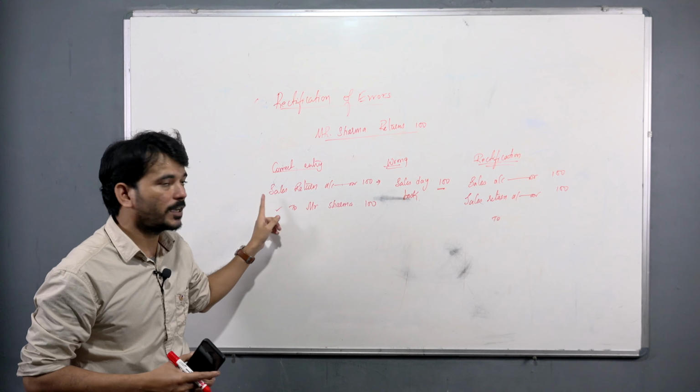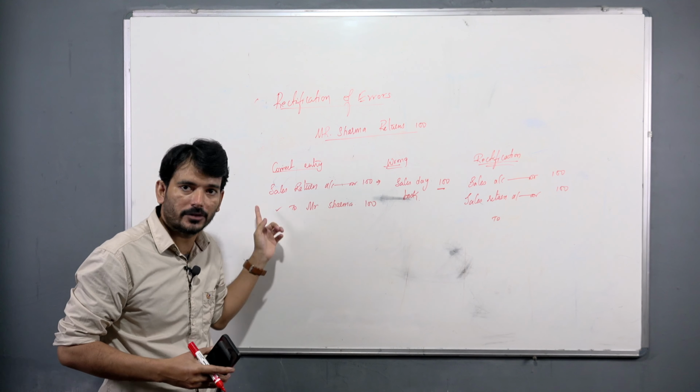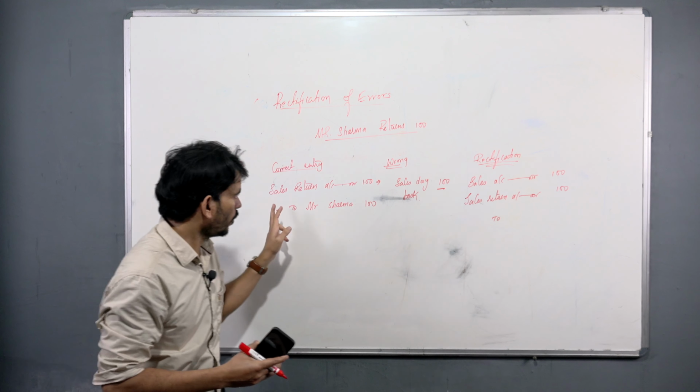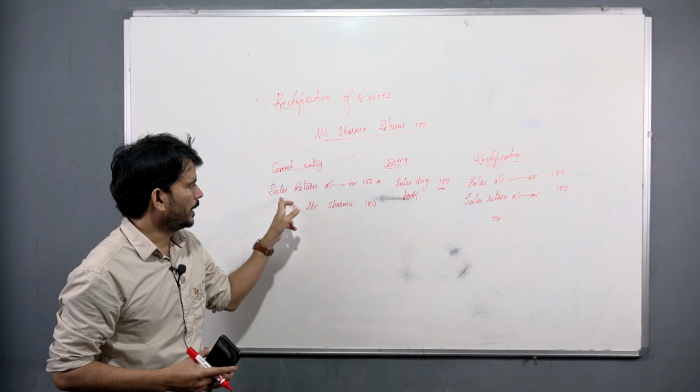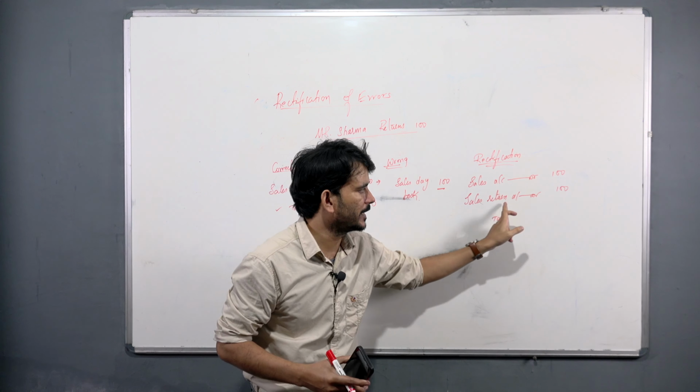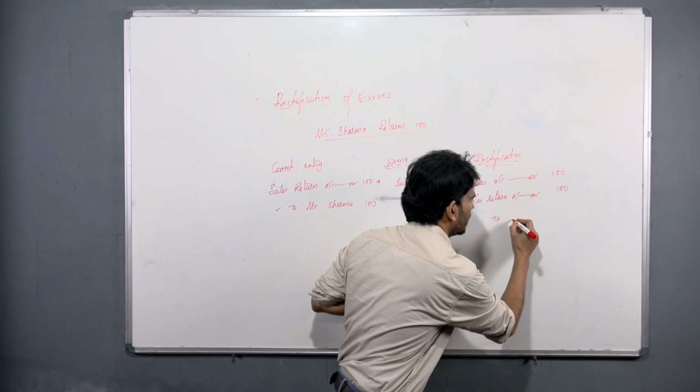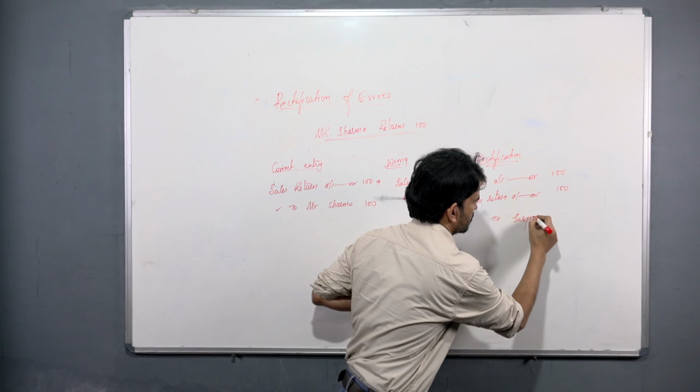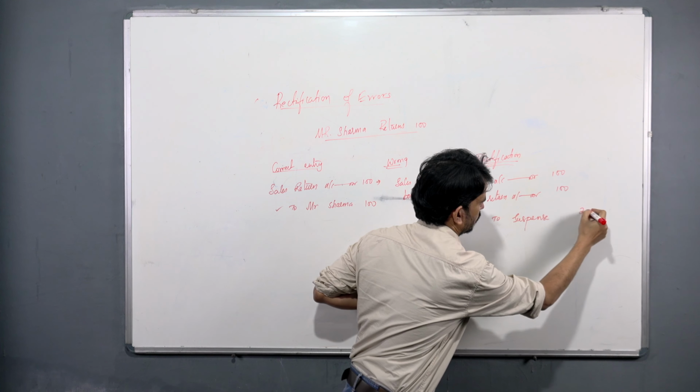And one more thing: what he should have done, we will do now. He should have debited the sales return account. So we are debiting the sales return account. So the credit will be suspense. Suspense 200.